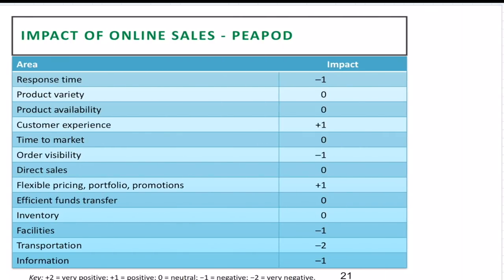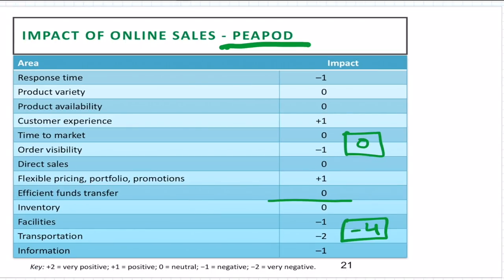So Peapod is a company that makes home delivery of grocery, and they make use of an online platform. If you add the scores for customer service, we see the net score of 0 and in fact -4 when it comes to supply chain cost. So you can see that as such, online sale of grocery is really very challenging, both in terms of customer service and supply chain cost. Many businesses have tried this and they have failed miserably, and Peapod maybe is one of the companies that still survives.